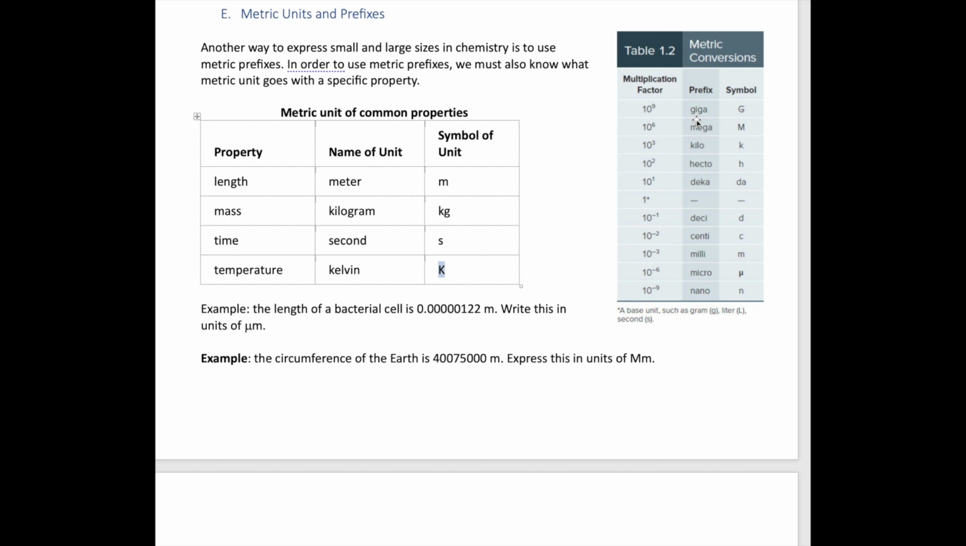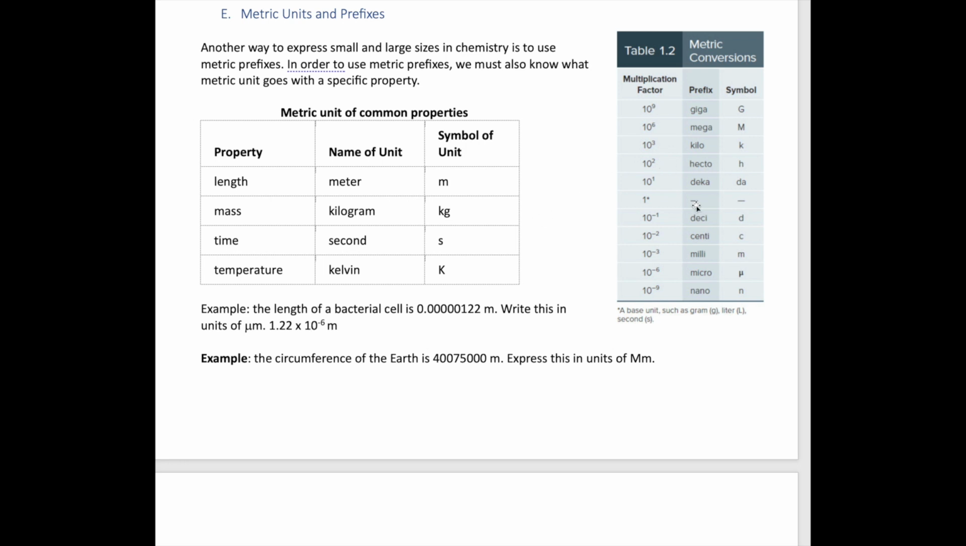We have these different prefixes. These metric prefixes are things that we attach to the beginning of the unit. Let's say the length of a bacterial cell is 0.000, 5 zeros. Now, if I want to write this in scientific notation, what would I do? I would move it one more here, right? So it's between 1 and 10. And I would say, okay, it's 1.22. Since this is a small number, I need a negative exponent. 1.22 times 10 to the minus 6 meter.